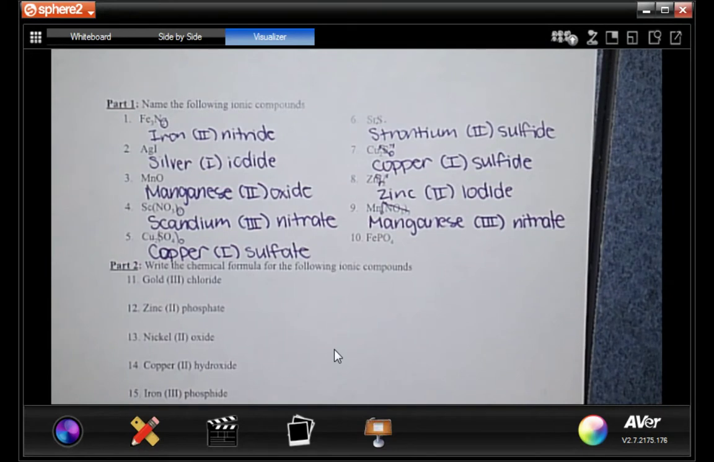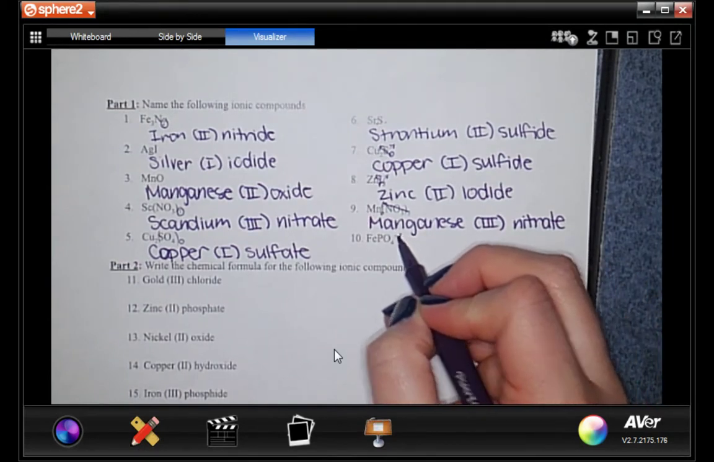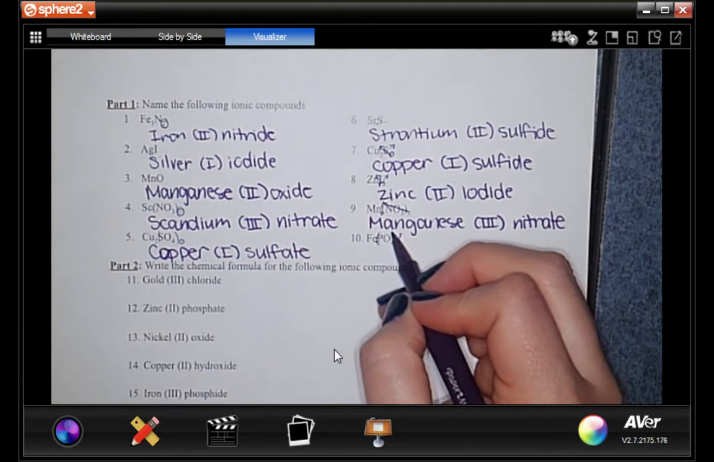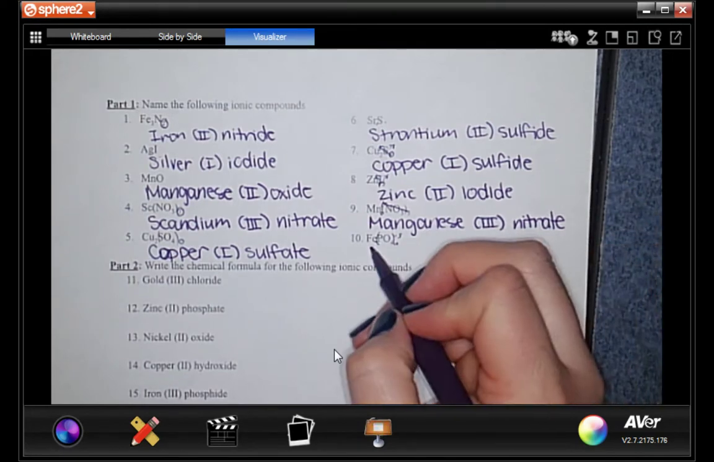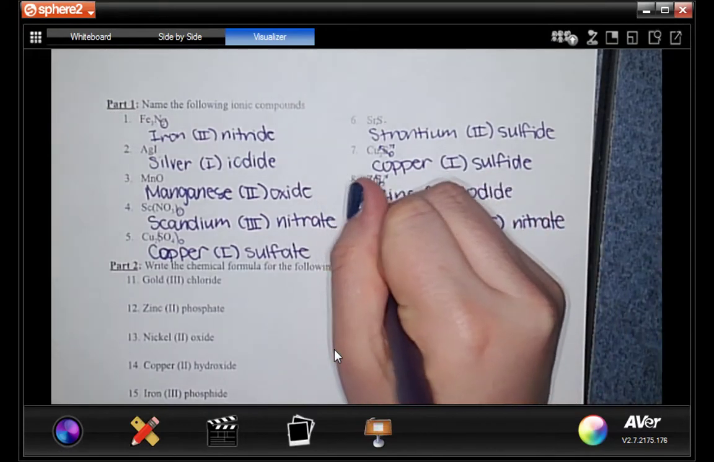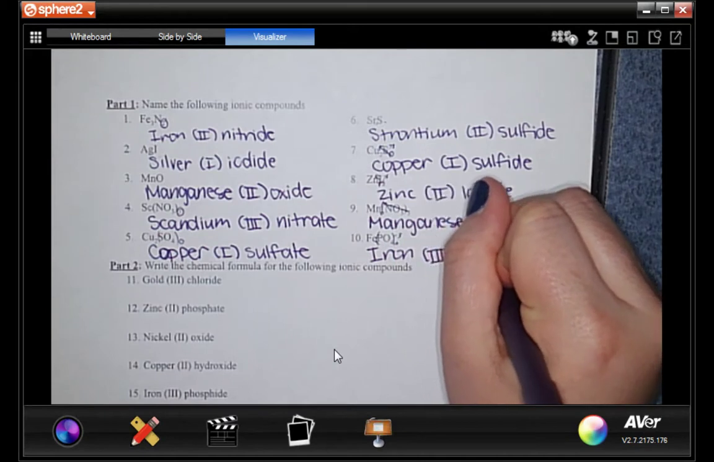And then last but not least, number 10, phosphate has a charge on it of -3. Since we do not see our subscripts, so this is not in parentheses and we don't see a subscript here, we have to assume they actually both have the same charge because this has been reduced. So we can assume that this is iron 3 phosphate.